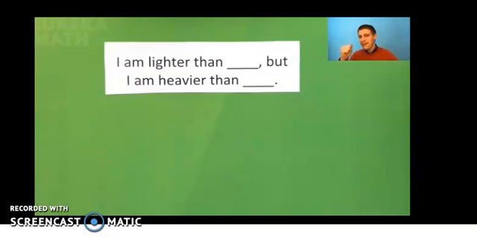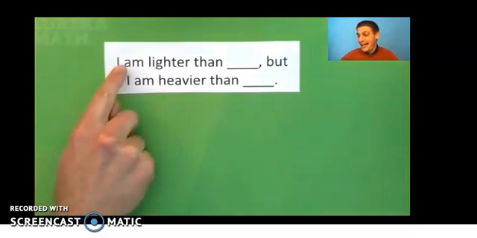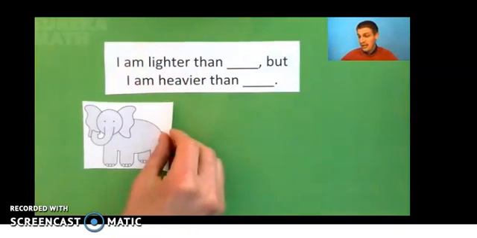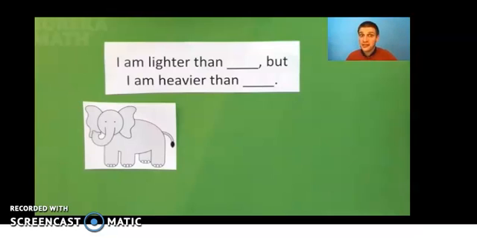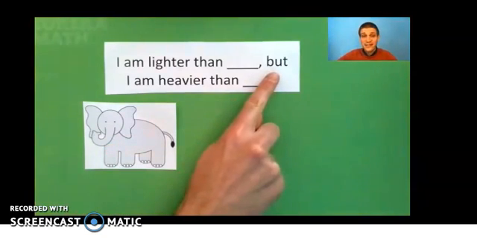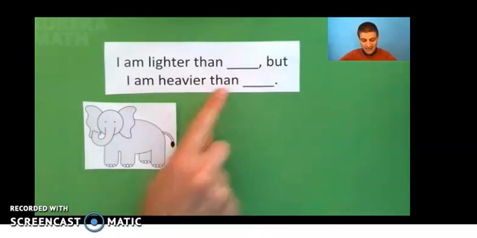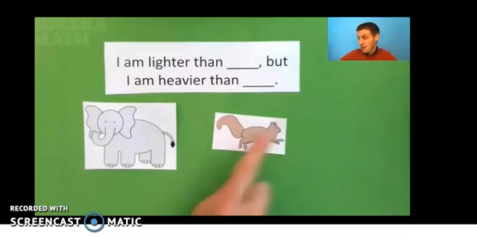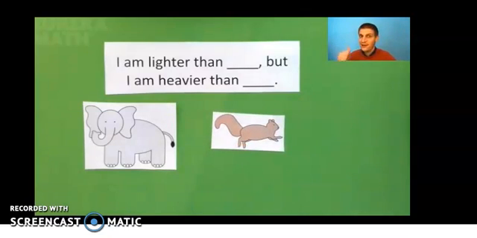Okay, I was listening to my friends over here as they showed me their pictures. One of my friends said, I am lighter than an elephant. Yes, my friend is lighter than an elephant. Elephants are huge and really heavy. But my friend said, I am heavier than a squirrel. Yes, my friend over here is heavier than a squirrel. We know from our application problem that an elephant is heavier than a squirrel.